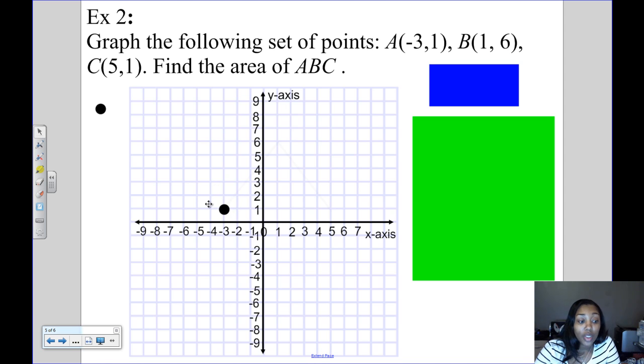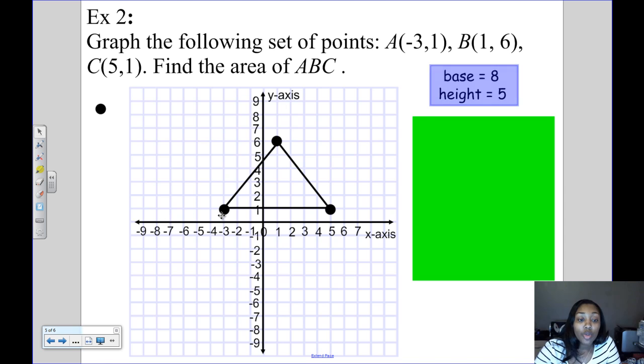So we know this is our point A. And then we know point B is at 1, 6. So we want to go ahead and plot point B. And then we know C is at 5, 1. And so we're going to go ahead and plot point C. And now we can go ahead and put in our lines so we can connect those points to each other. And we see that it forms a triangle.